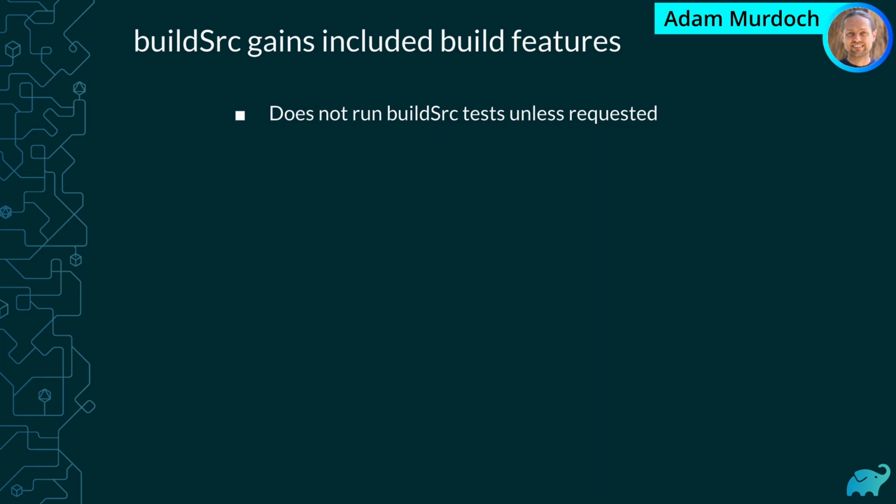So the first of these changes is that Gradle does not automatically run the build source tests unless they've been explicitly requested. So this can save a lot of time for developers who are just working on the software and not interested in changing the build source implementation.